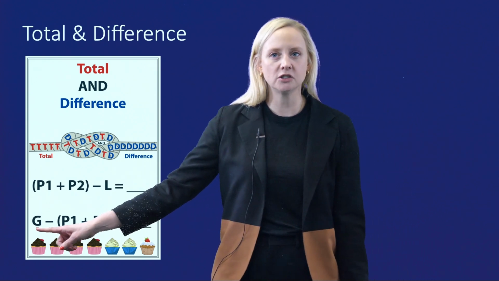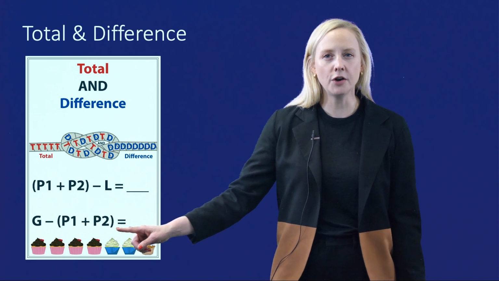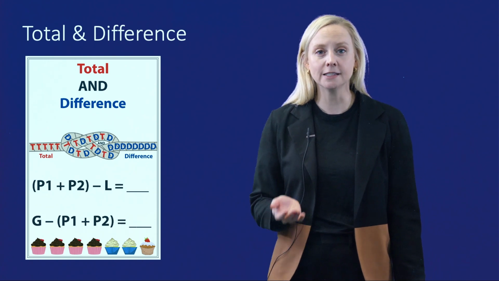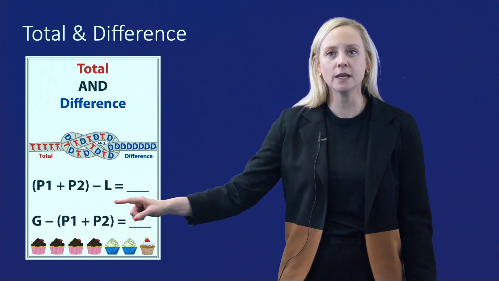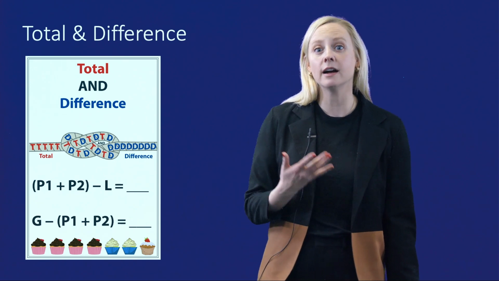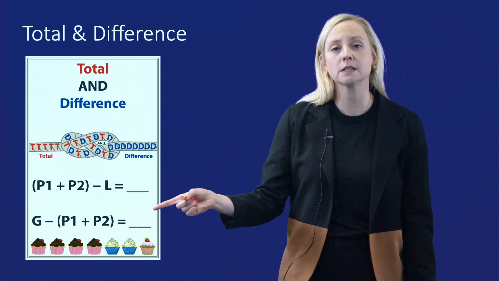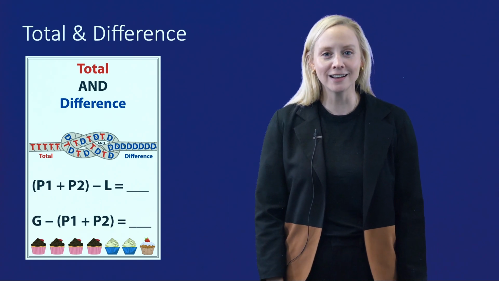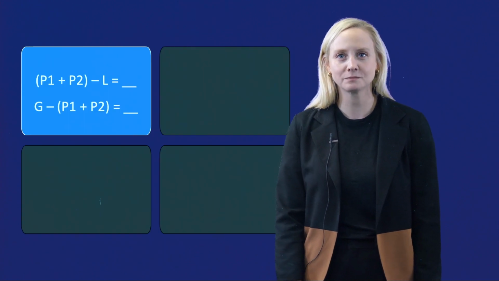So this equation is G minus, open parentheses, P1 plus P2, close parentheses is the same as blank. So the greater amount minus part 1 plus part 2 is the same as blank. Here again, we can talk to students about how this P1 plus P2 is really like our L or our lesser amount, and that's going to help them understand that we're going to use the second equation when our combined amount is less. So let's go ahead and get started and solve 2 examples of multi-step total and difference problems.